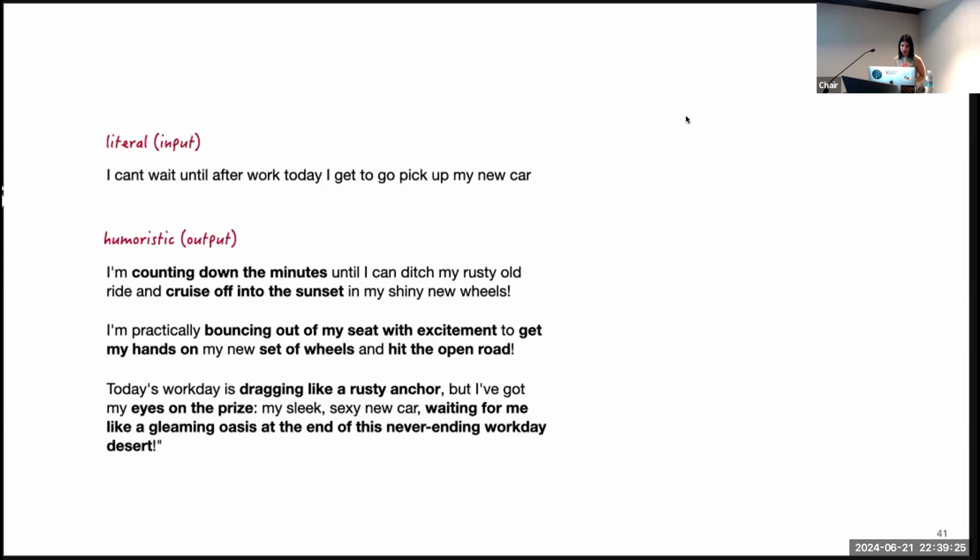For the literal input, "I can't wait until after work today. I get to go pick up my new car." Here are some of the humoristic outputs from our model. "I'm counting down the minutes until I can ditch my rusty old ride and cruise off into the sunset in my shiny new wheels." "I'm practically bouncing out of my seat with excitement to get my hands on my new set of wheels and hit the open road." "Today's workday is dragging like a rusty anchor, but I've got my eyes on the prize, my sleek, sexy new car, waiting for me like a gleaming oasis at the end of this never-ending workday desert."